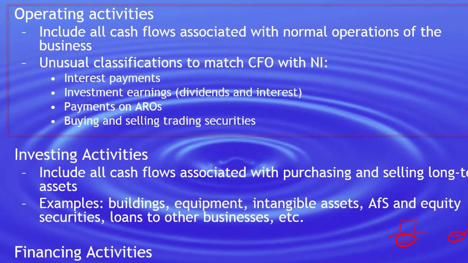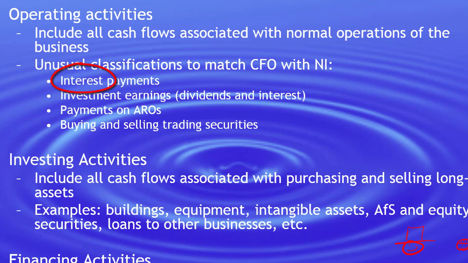So for example, the payment of interest would technically be a financing activity. I'm making payments on my debt and I'm paying them interest. So interest should be financing, but we don't put it there because we've got interest expense in our income statement. So we want cash flow from operations to include interest payments.